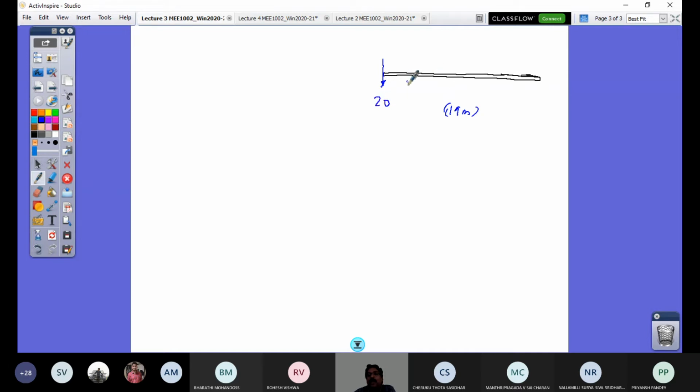And then from here at a distance of 6 meters, I have another force which is acting up. Its value is 30 Newton. Then I have a force at a distance 8 meters from this point. So this point A, this point B, and I have a point C at 8 meters away. There is another force, 5 Newton acting. So this is 8 meters.